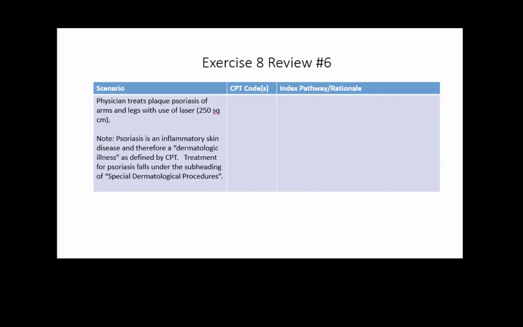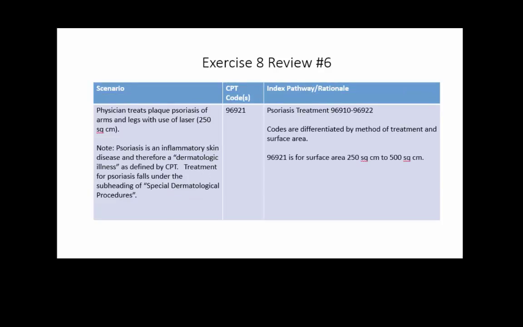Physician treats plaque psoriasis of arms and legs with the use of laser. There is a section in this chapter called Special Dermatological Procedures, and it talks about treatment for various dermatology conditions, and one is psoriasis. It does look at the body surface area. Our example gives us 250 square centimeters. Psoriasis treatment gives you this range of codes, but when you look at the codes, they are differentiated by the method of treatment, which in our case is laser, and the surface area. Code 96921 is for surface area 250 square centimeters to 500 square centimeters, so that's the one that we select.